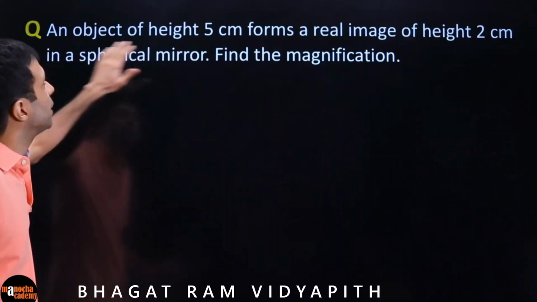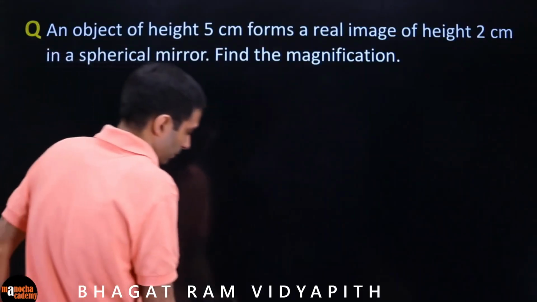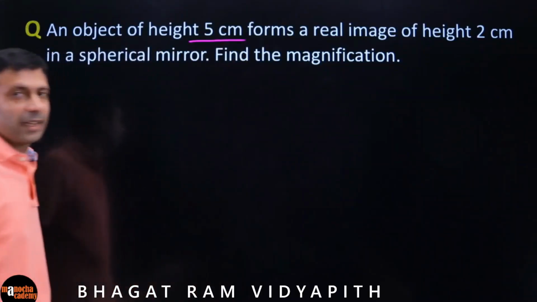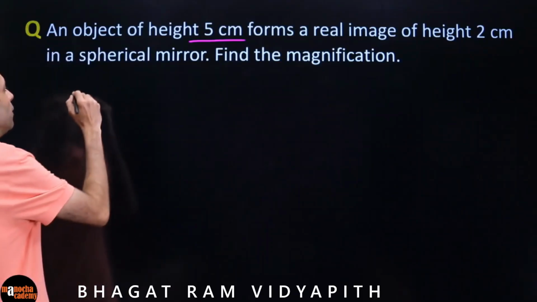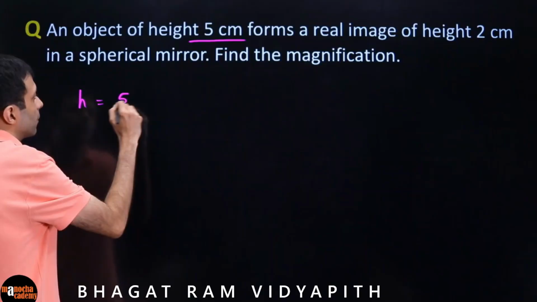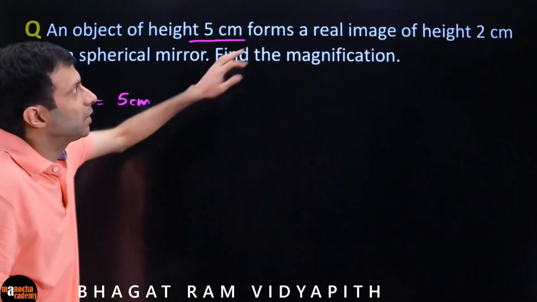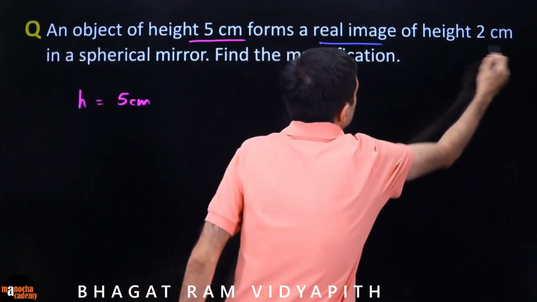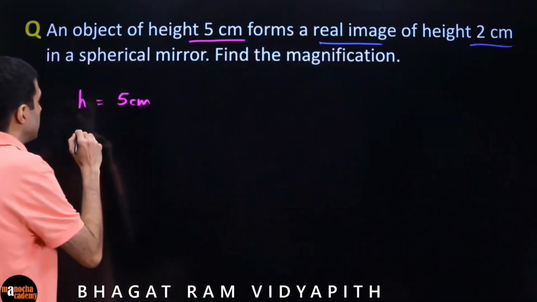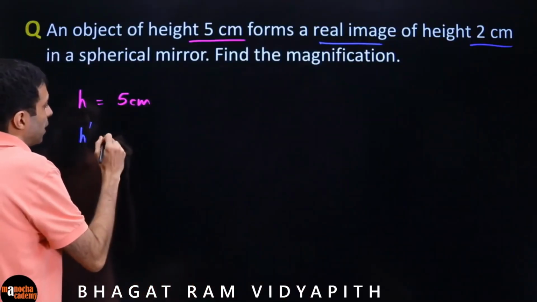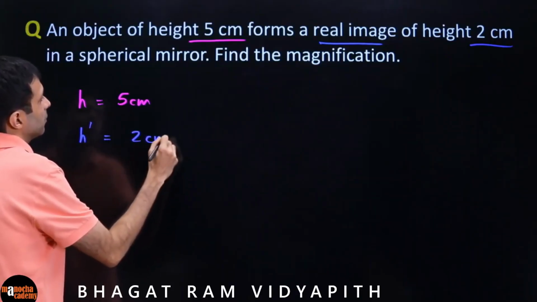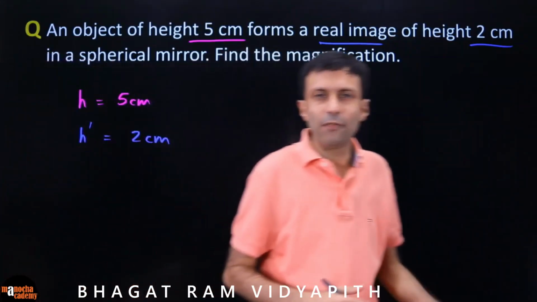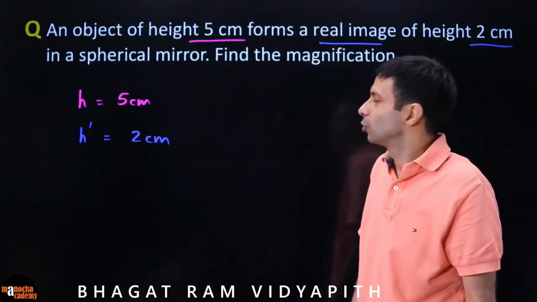So let's read here. Object of height 5 centimeter. So that means object height is given. Object height we denote usually with h. Forms a real image of height 2 centimeter. So you can see it's forming a real image of height 2 centimeter. That means h dash, the image height, is 2 centimeter. In a spherical mirror, so they haven't told us whether it's a concave or a convex mirror. So it could be either.